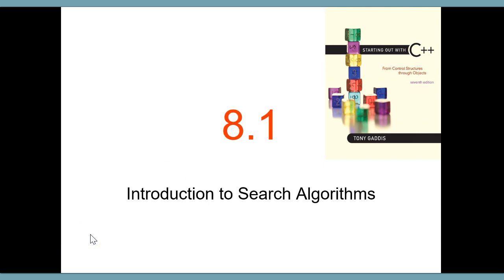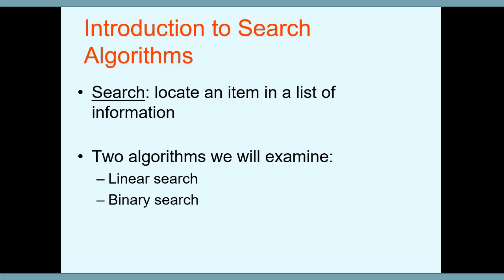So 8.1, Introduction to Search Algorithms. Well, let's go ahead and examine two algorithms that locate an item in an array. So they're both going to be search algorithms, but we'll see that they actually work pretty differently from each other. The first is linear search. The second is binary search.